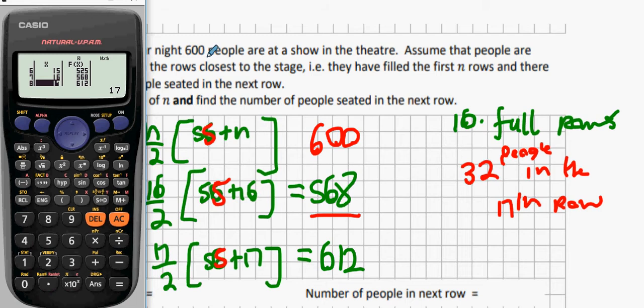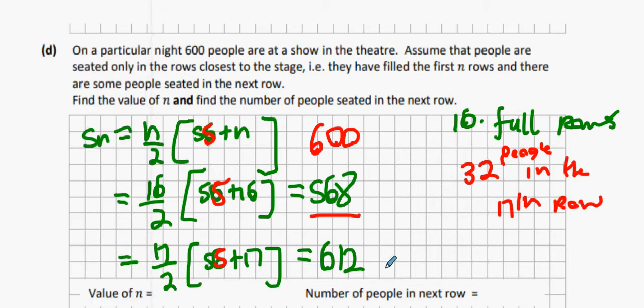568 is the closest to 600. That's underneath 600. So that's why I threw in 16. So I threw 16 into my formula to show that I worked out that for 16 rows there's 568 people. And then I threw in 17 to show that in 17 rows there's 612 people. So in order to house 600 people, which would be in between, you need 16 full rows and 32 people in the 17th row. Is that alright, guys? Any questions? We good? Yes, sir.